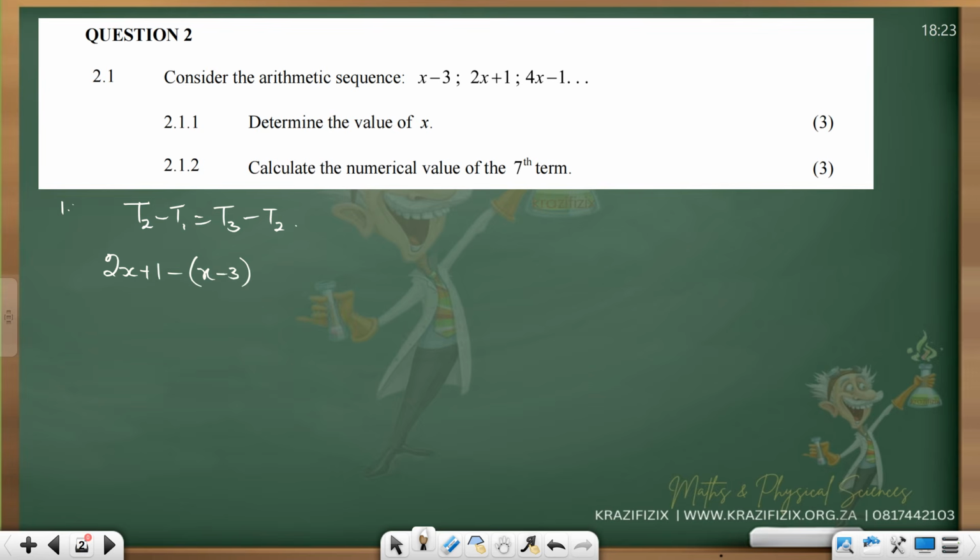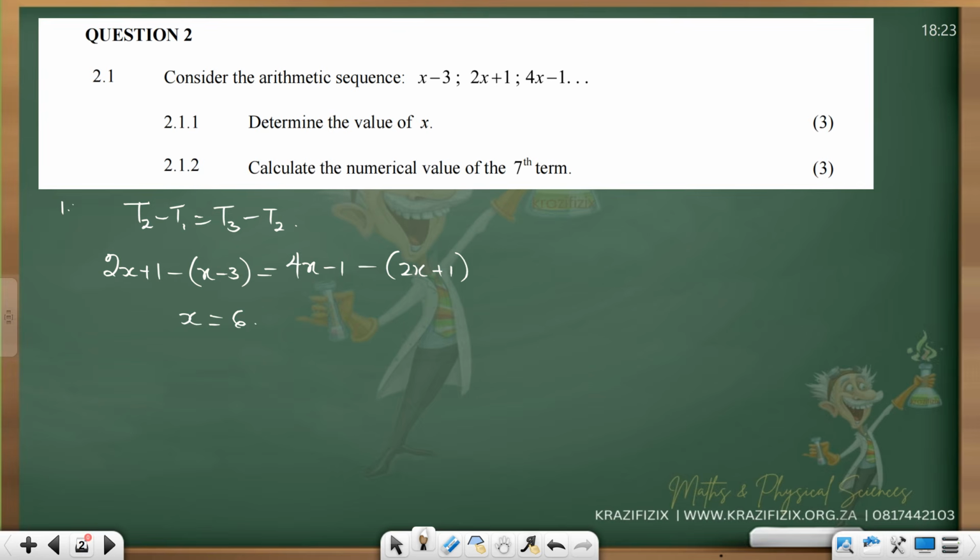I think I spoke about this last week. What is T3? 4x minus 1 minus. Okay, please, what's the value of x? That's the only thing I want to emphasize. What's your value of x? X is 6. Thank you. How we got there? Ask a grade 8 learner.